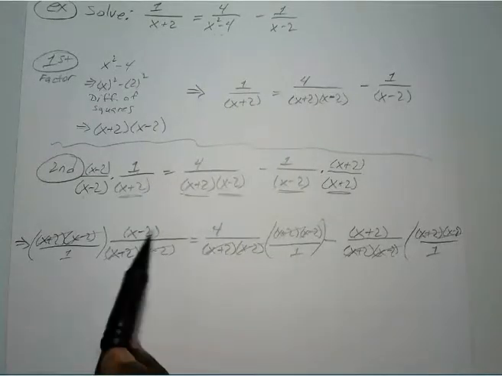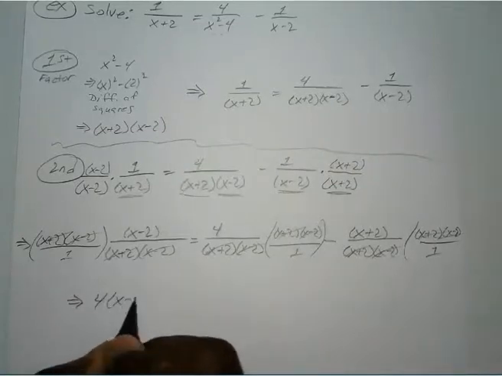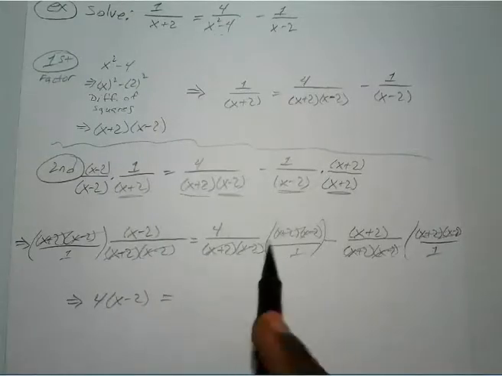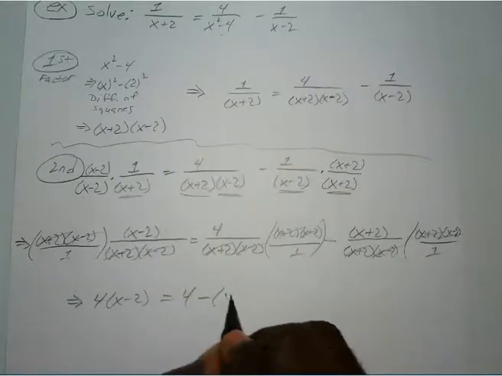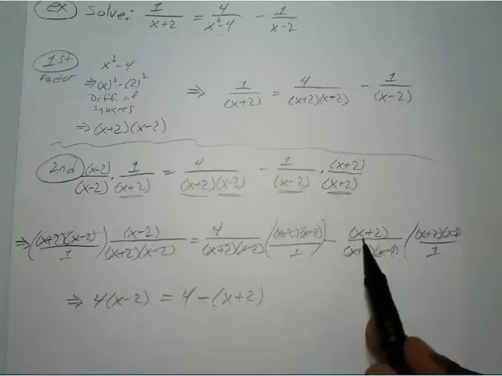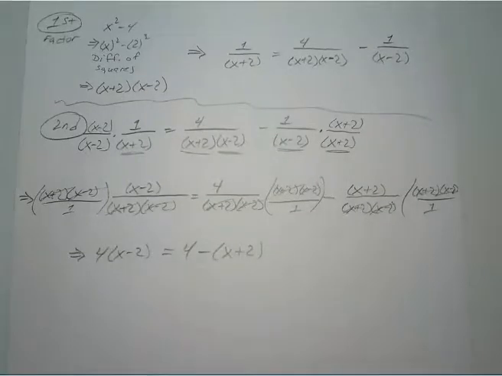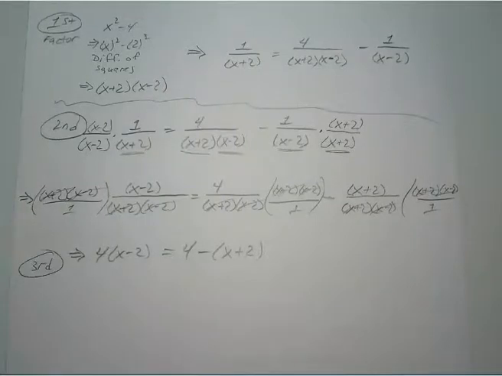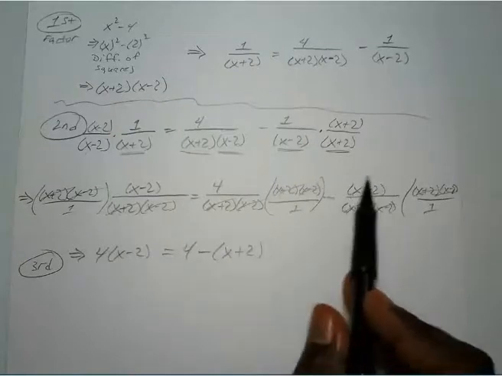So that just leaves 4 times x minus 2 is the only thing that didn't cancel out, equals 4, because everything else canceled out in that one. So you have 4 minus x plus 2. Don't forget that minus sign, so you want to have your parentheses. That's a really easy mistake to make. So you go ahead and write your third step and you solve it. The reason that parentheses is important is because that minus applies to that whole numerator.